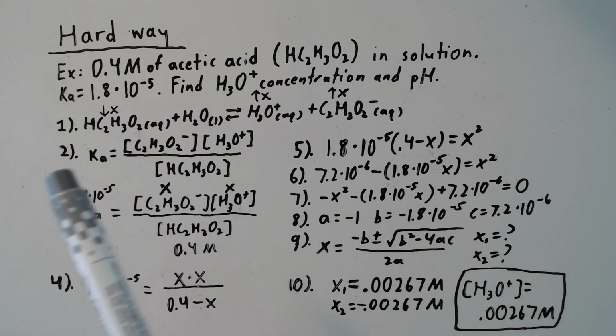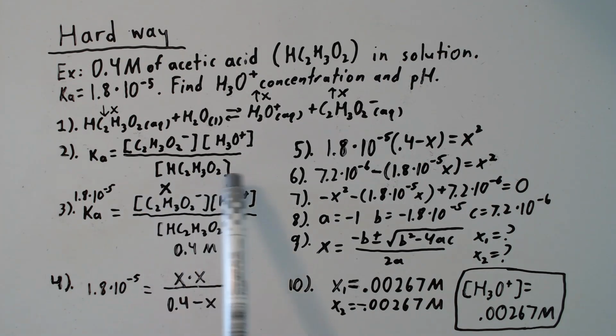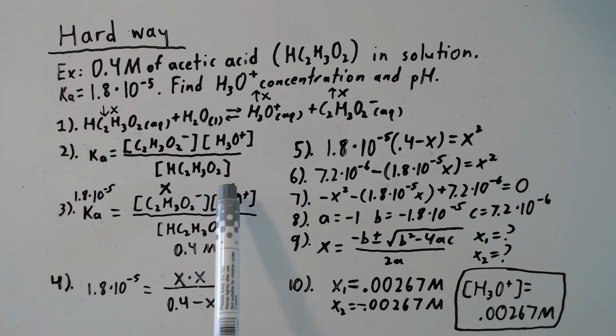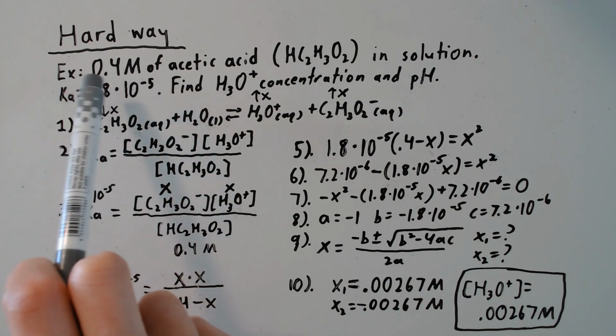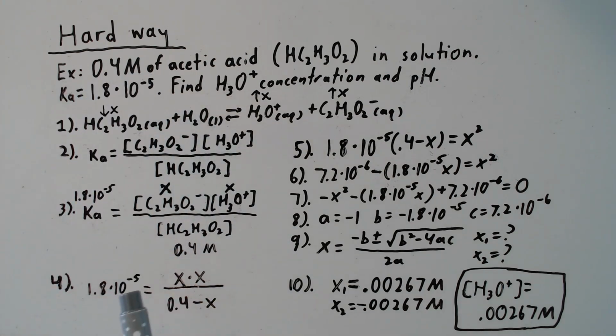However, we do not know how much of this actually dissociated. We only know, as given, the initial concentration, which is 0.4 molar. And we're also given the Ka value. So we can plug in the Ka value right here. Ka is 1.8 E minus 5. And we can plug in the 0.4 molar as the initial value of this acid, HC2H3O2. We do not know what concentrations of these products are produced, so we just plug in X and X for them. I'll explain why it's the same X for both very soon.